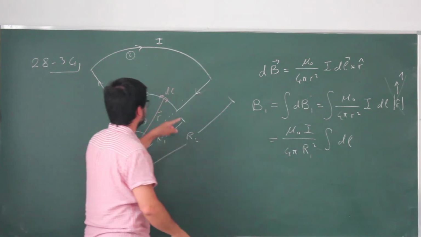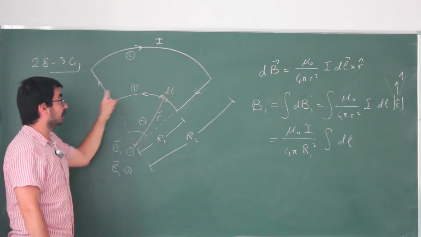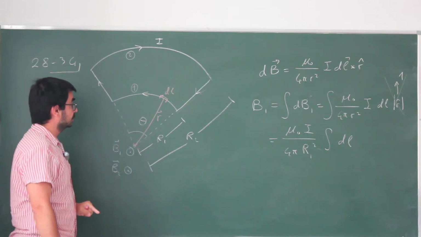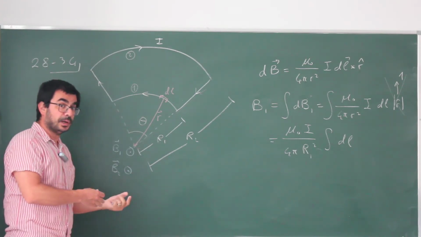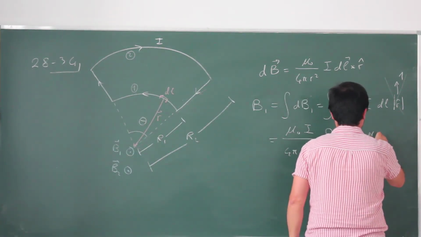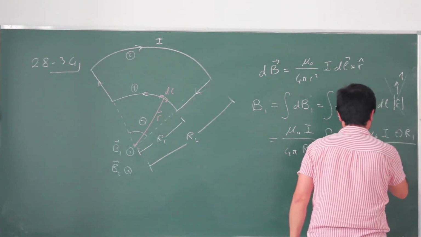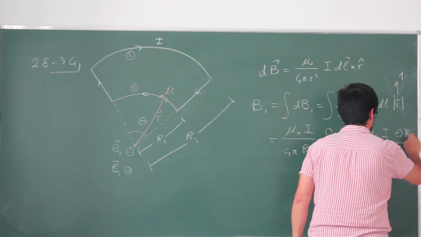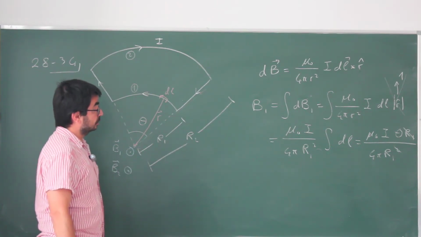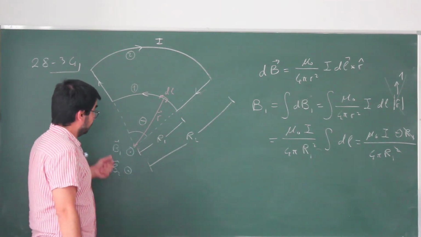And this integral is taken over this inner circular arc. Okay, now, if this was a complete circle, then it will be 2 pi times r1. Because it's a circular arc of extension theta, instead of 2 pi, we have theta. So theta times r1. So mu naught I theta r1 over 4 pi r1 square, and these partially cancel. We end up with mu naught I theta over 4 pi r1. Okay? And this is going to be pointing towards us.